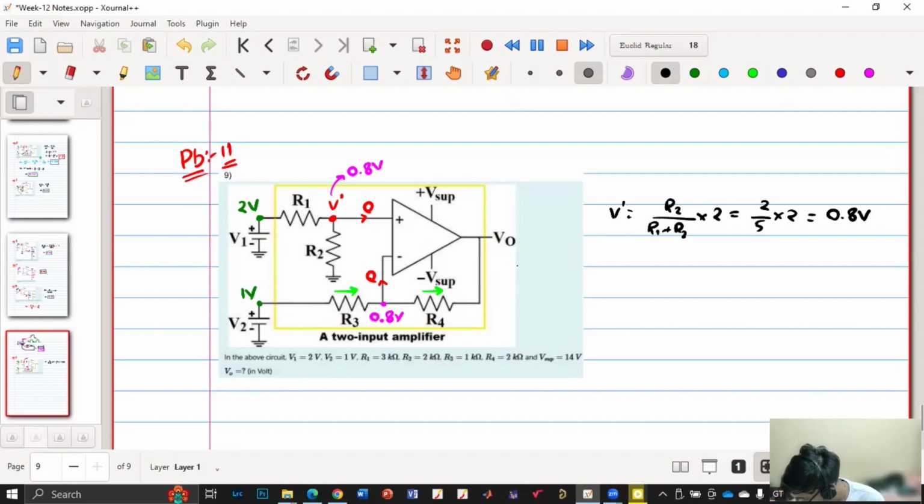So I'll calculate IR3. IR3 is V2 minus 0.8, 1 minus 0.8 by R3, 1K. So it is 0.2 milliampere. Right. Now if I calculate V naught, it will be how much? What is the expression? 0.8 minus V0 by R4. 0.8 minus IR3 into R4 is V0. Yeah. 0.2 milli into R4 is 2K. So how much is my V naught?